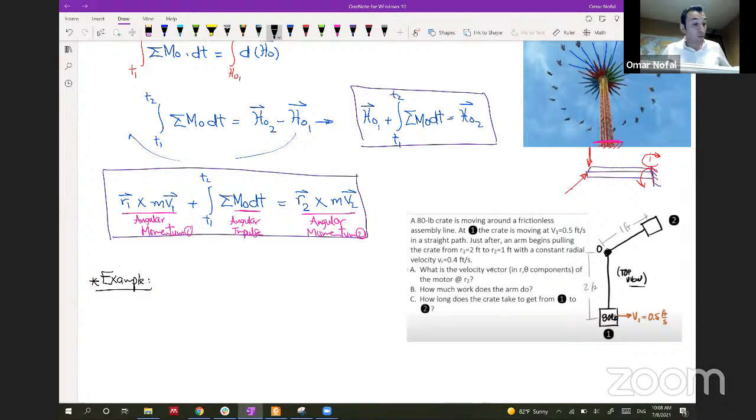Okay, so when we have a plane motion, we will not have a potential energy, like the bodies are not up there or down there. So all the system is in the plane. The crate is moving with V1 of 0.5 feet per second. So this is the direction of V1, in a straight path, just after an arm begins pulling.